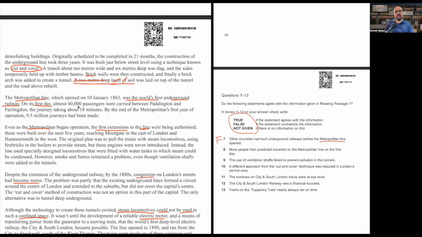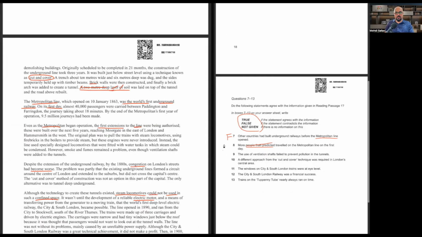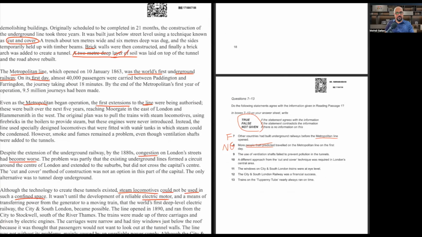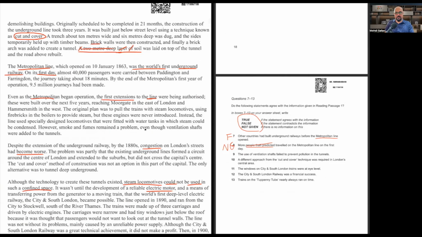But is it really more than expected, more than predicted? We have no information about it, do we? And because there is no mention of this expectation or prediction, this is not in the text, the whole thing is considered not given. So number 8 is definitely not given.